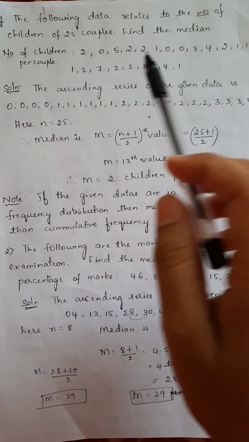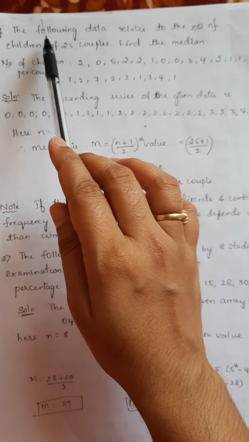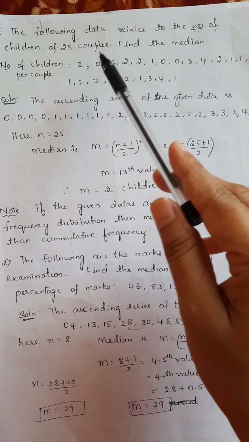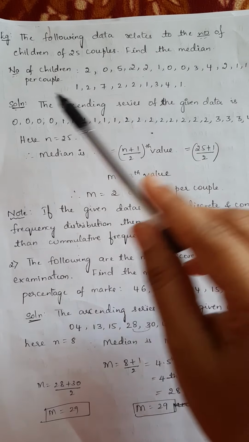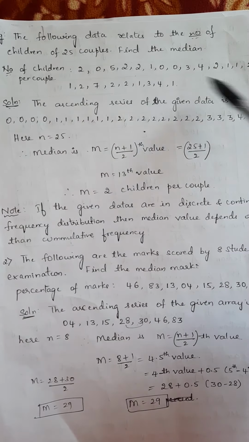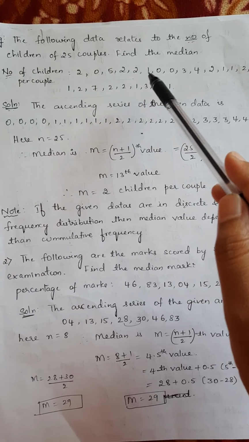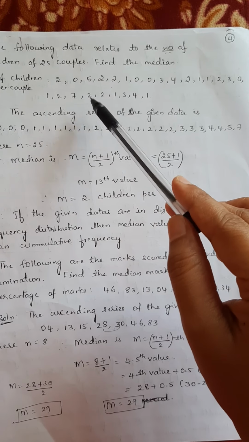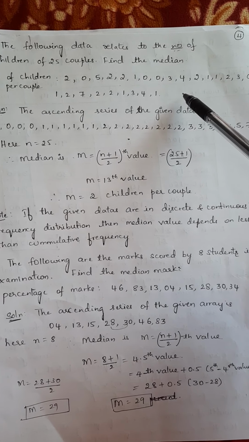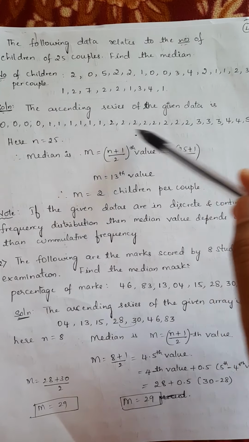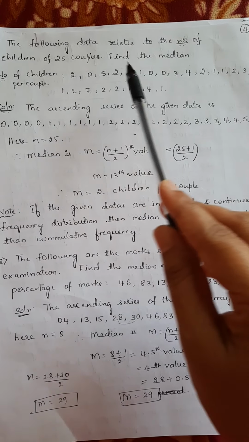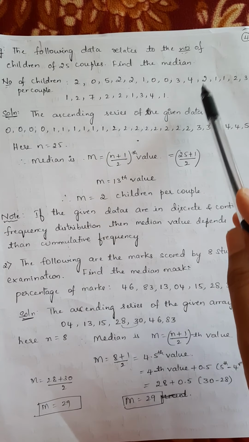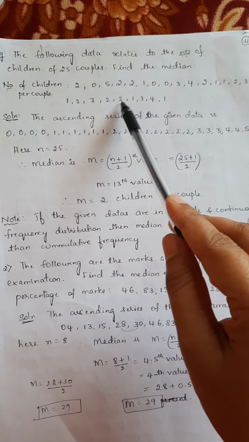Let us see how to find the median for the following example. The following data relates to the number of children of 25 couples. Find the median. The number of children per couple is given randomly: 2, 0, 5, 2, 2, 1, 0, 0, 3, 4, 2, 1, 1, 2, 3, 0, 1, 2, 7, 2, 2, 1, 3, 4, 1. This is nothing but an individual series, where individual values are given.